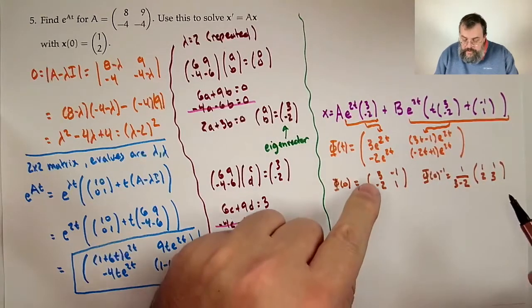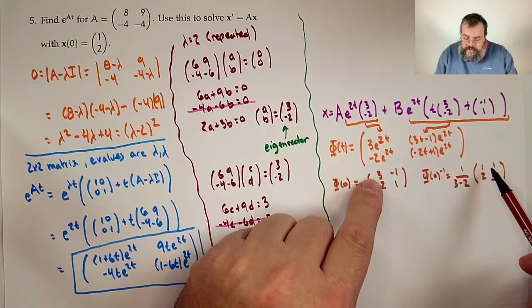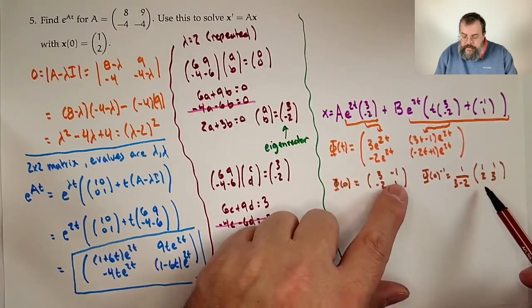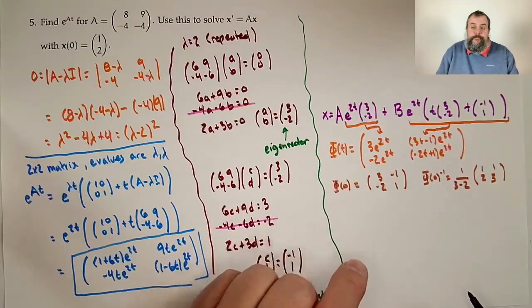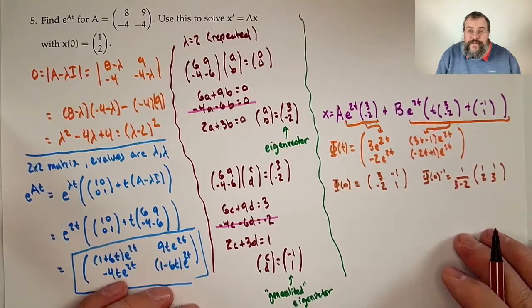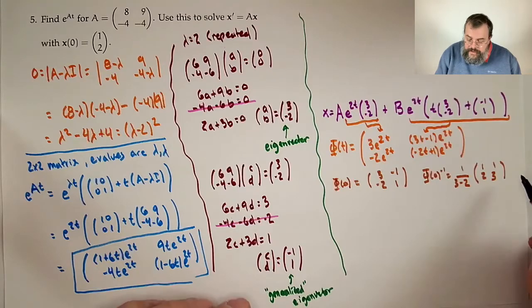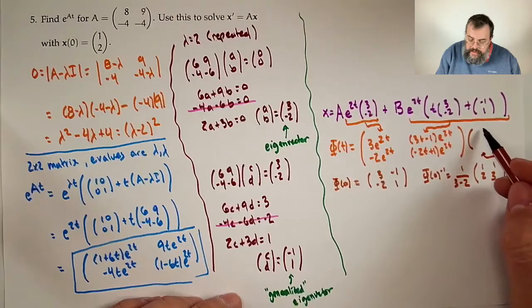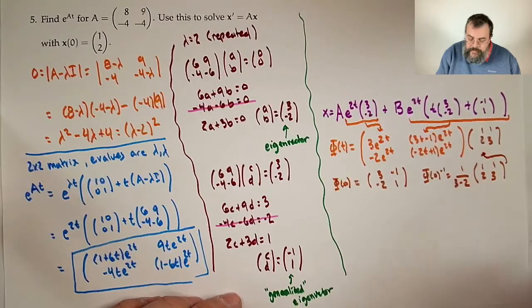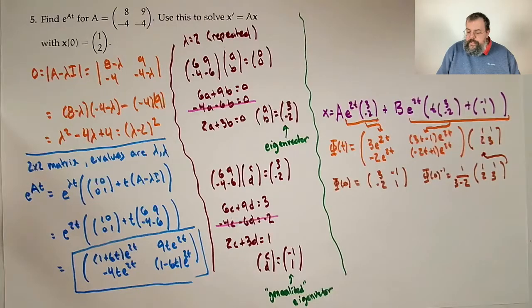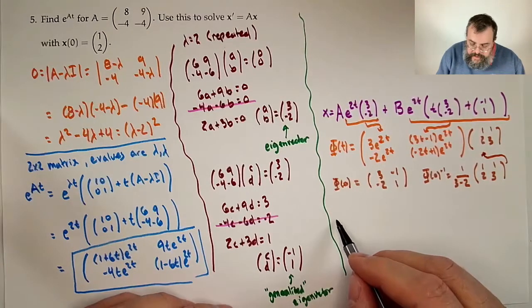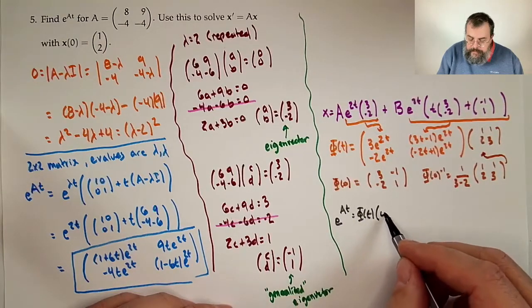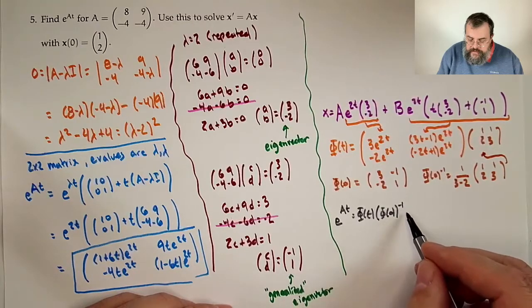Now, as always, you can check your answer by carrying out multiplication. 3 minus 2, 1. 3 minus 3 is 0. Minus 2 plus 2 is 0. Minus 2 plus 3 is 1. Okay, so there's our phi 0 inverse. Now, the key here is we're going to take this matrix and put it right there and carry out a multiplication. Because what we know is that e to the at is phi of t times phi 0 inverse.